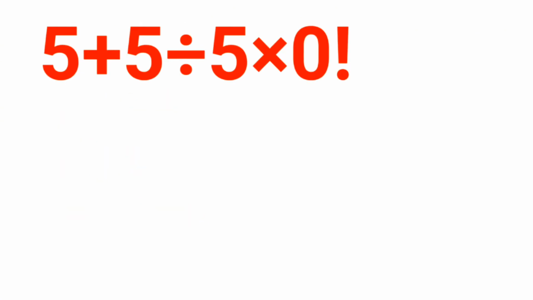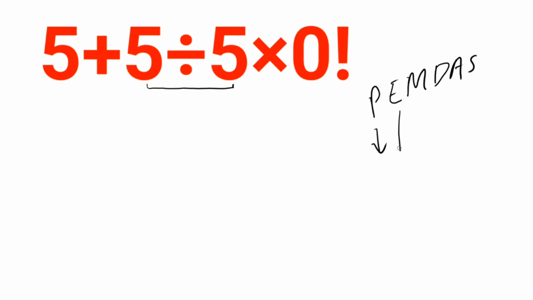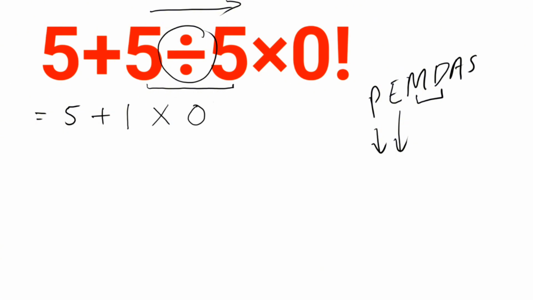Now here is another important question. Remember that according to PEMDAS principle, we have to solve division first. PEMDAS is, first of all, we have to solve parenthesis, then exponent, then multiplication and division. But division is at left side and we have to move from left to right. So first of all, we will solve division. So it will become 5 plus 5 divided by 5 is equal to 1 times 0 factorial.